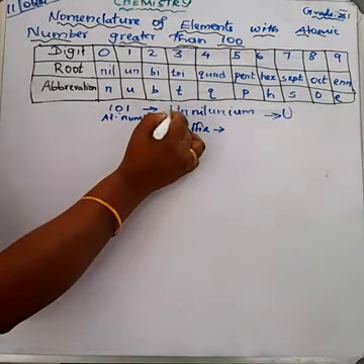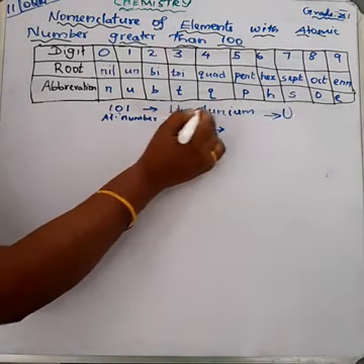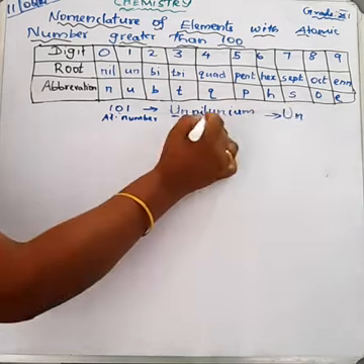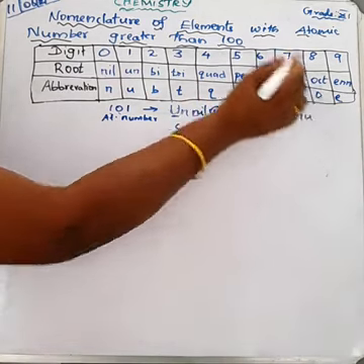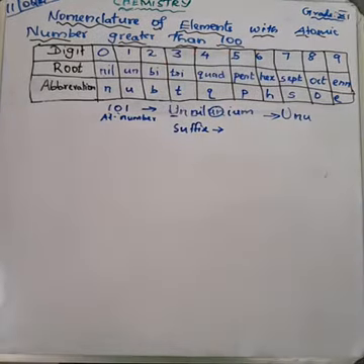Okay, for 0 means nil. What is the abbreviation? N. And the final 1 means un. What is the abbreviation? U. Okay, this is the symbol. This is the symbol for that element 101. Understood? This is the second rule.